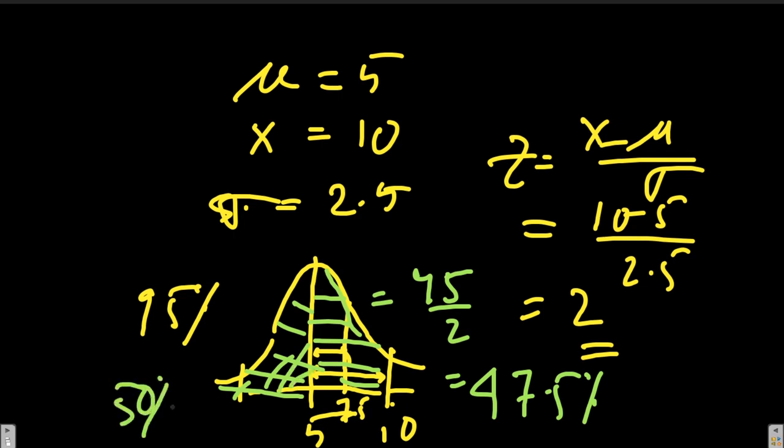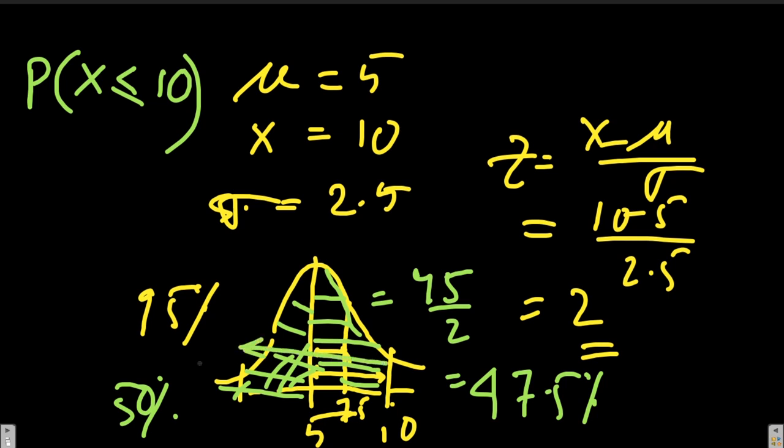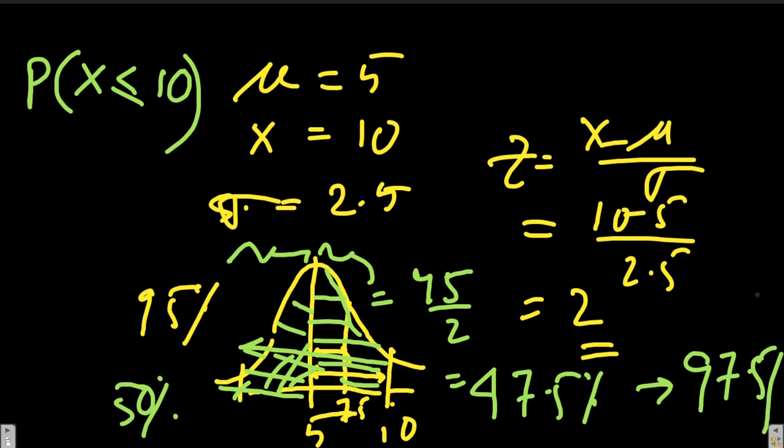So if I have to get the probability of x less than or equal to 10, any value of x which is less than 10 means the entire 50% and this part, which is 50 plus 47.5, so the total is going to be 97.5%. Okay, so this is how our life becomes easy when you know the area under the curve. Let us do another problem.